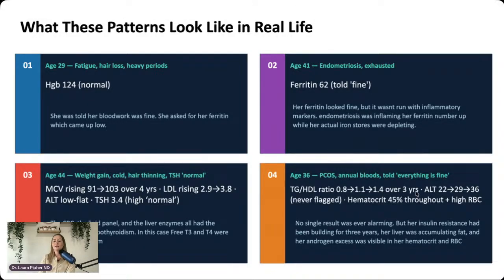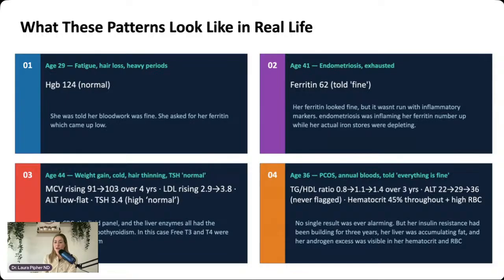Case 2 is someone who's 41, they have endometriosis, and they are exhausted. Their ferritin is 62, and they're told they're fine. The problem here is that their ferritin looked fine, but it wasn't run with inflammatory markers, or they didn't have that calculation. Maybe the neutrophil lymphocyte calculation showed that inflammation was high.